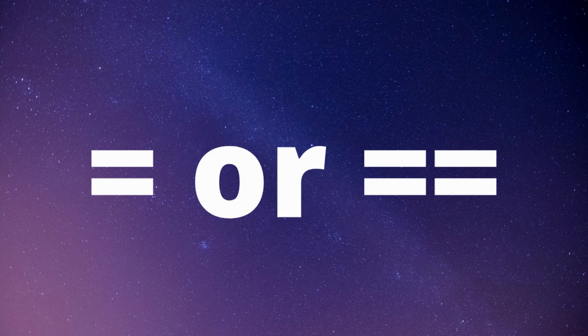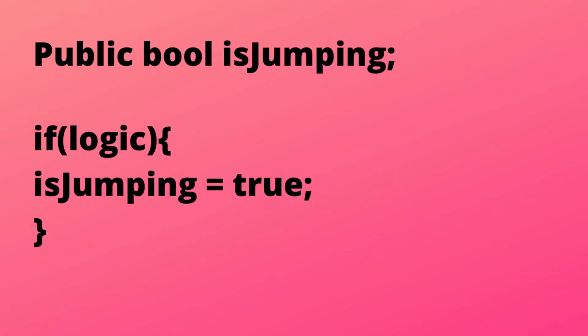Hi guys, today we're going to be talking about Booleans and why it's important in Unity and the difference between single equals and double equals. So basically a Boolean is a way of storing a true or a false statement. For example, we can have a public bool named jumping and we can store a value whether we are jumping or we are not jumping inside of it.